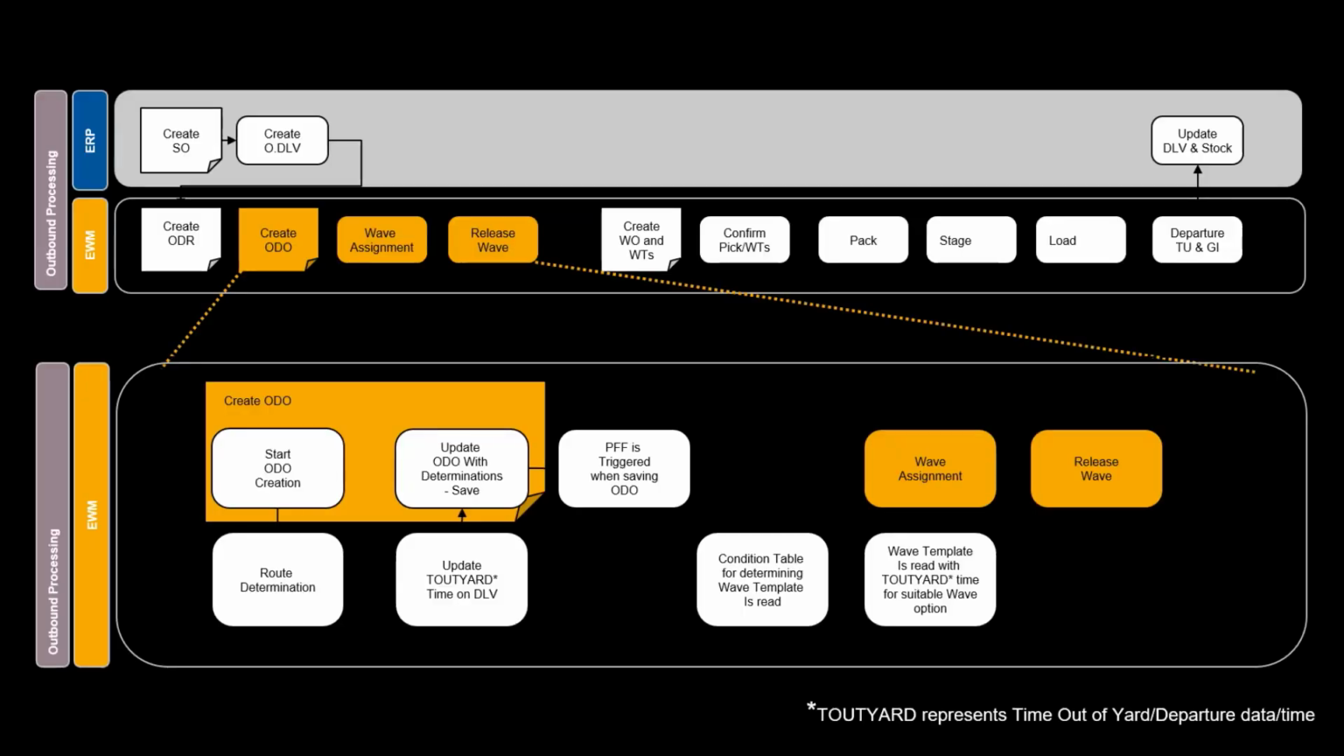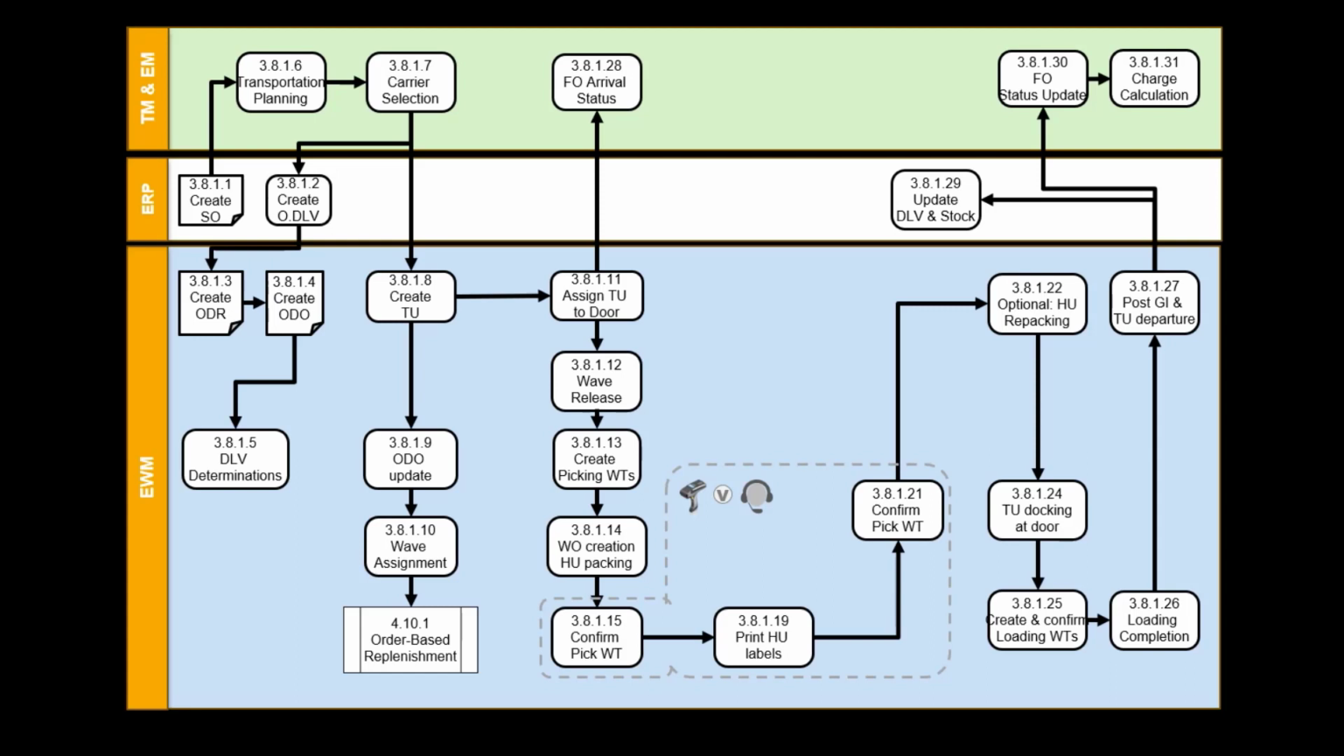Wave assignment and wave release is an integrated part of the complete outbound process flow. We plan to cover the complete flow in more detail in a separate video. Right now, we would like to focus on the term T-out yard. It represents time out of yard, or if you want, the expected departure date/time. If integrated with transportation planning in S/4HANA Transportation Management, this data element can be set by TM, ensuring consistency in the planning between warehouse and transport operations.